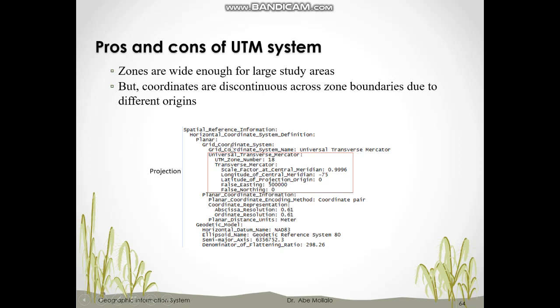Okay, and we can also see in the bottom part the selection of the ellipsoid to choose the horizontal datum. For example, the horizontal datum is North American Datum 83, and these are the characteristics of the ellipsoid. The ellipsoid they use is a worldwide ellipsoid, GRS 80, and these are its characteristics: the length of the major axis and also the flattening ratio. So make sure you are able to read, understand, and interpret the specification of the projections and also the datum.